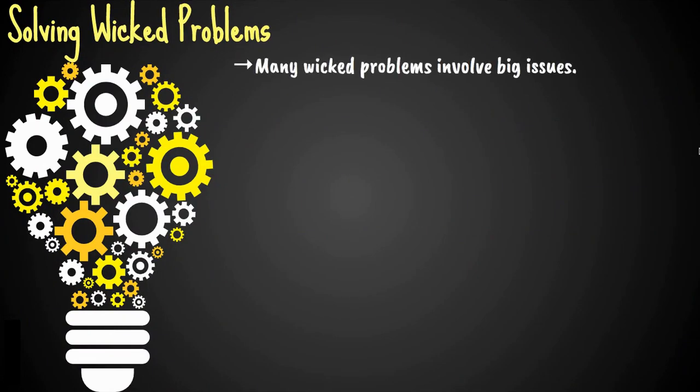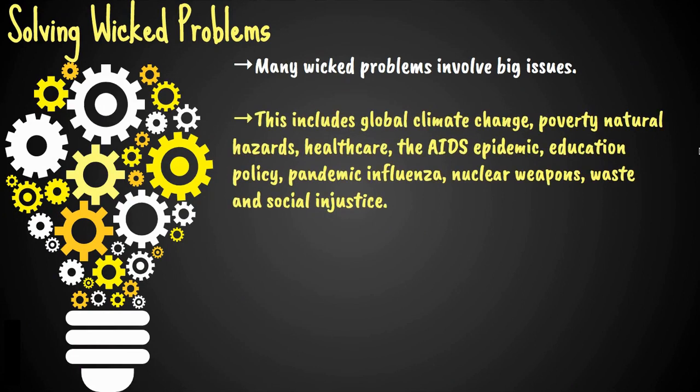All right. So here are some examples of wicked problems. Climate change, poverty, healthcare, AIDS epidemic, education policy, things that are not on here, such as the mistreatment of women, human rights, things of that nature, social injustice. These are all examples of wicked problems.